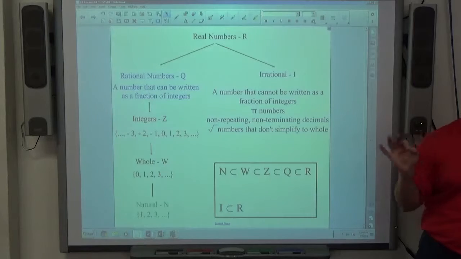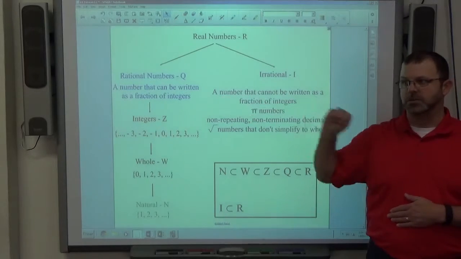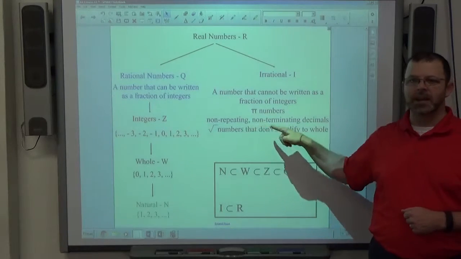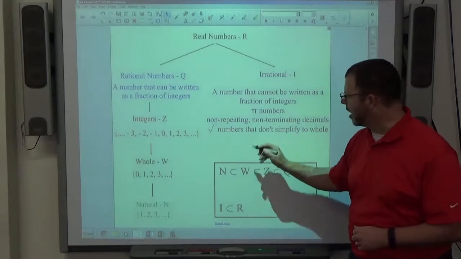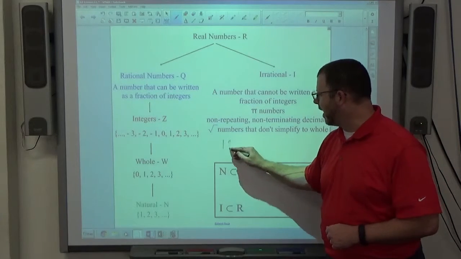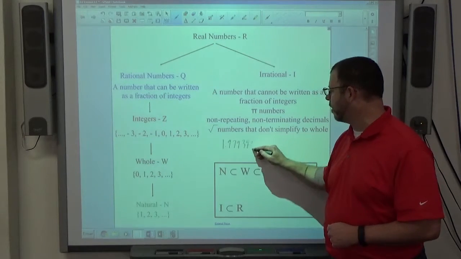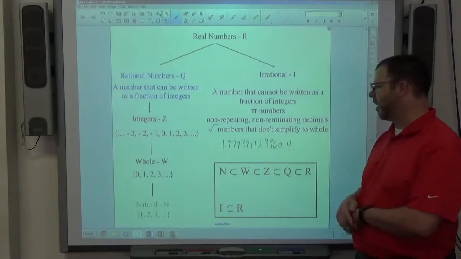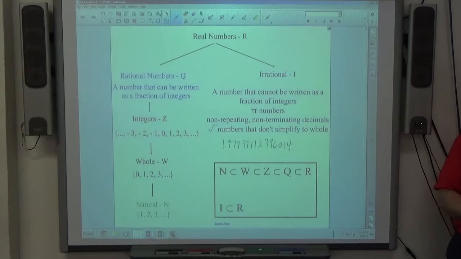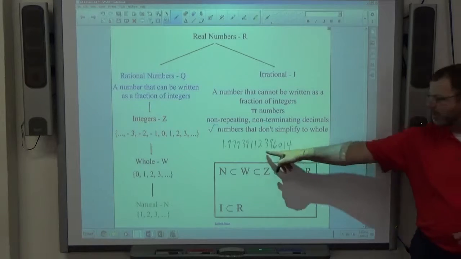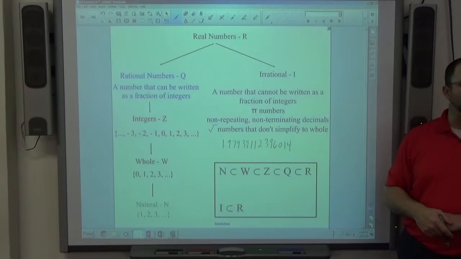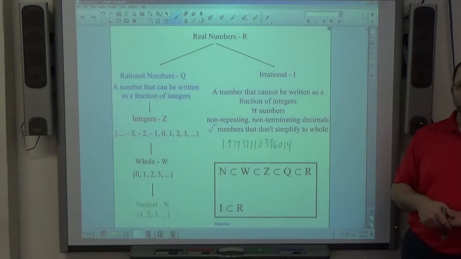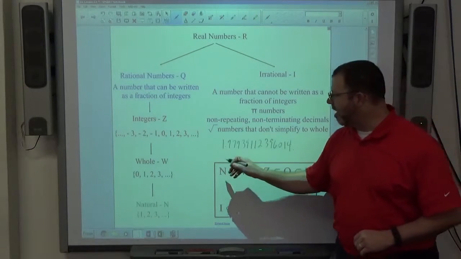So if it's a repeating decimal that goes on forever, it's rational. If it's not repeating and goes on forever, it's irrational. So for example, 1.979939112396014 and so on. That's irrational. The dots mean it goes on forever. We can see there's absolutely no repetition going on there. That's irrational.